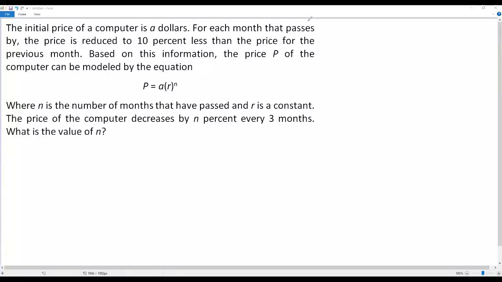Here we have a SAT math problem. Okay, let's go to the question. The initial price of a computer is $8. For each month that passes by, the price is reduced to 10% less than the price for the previous month.